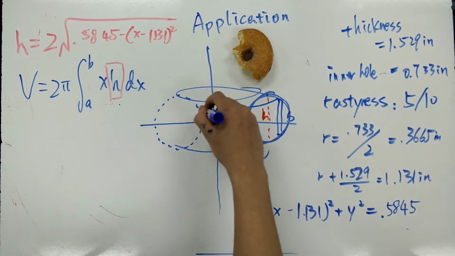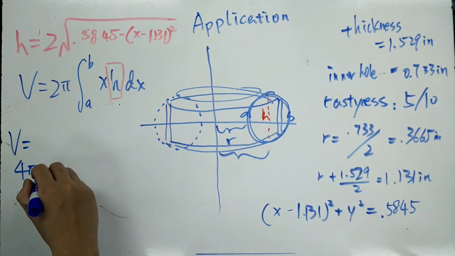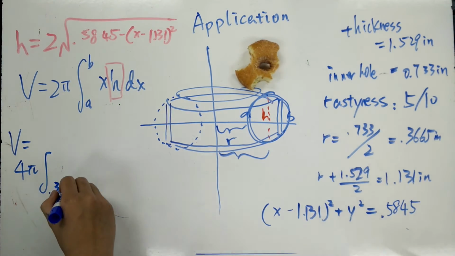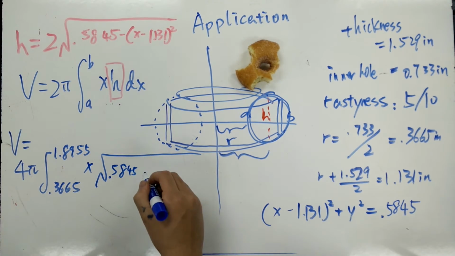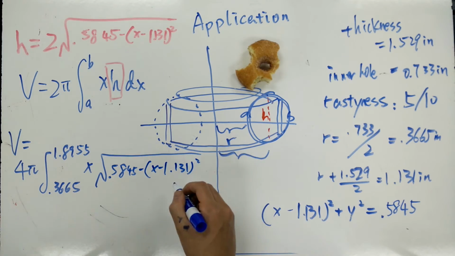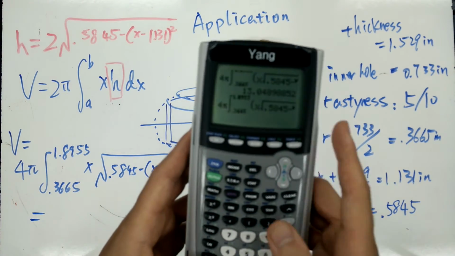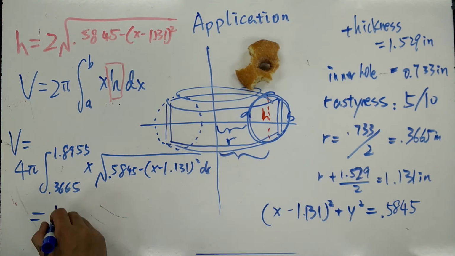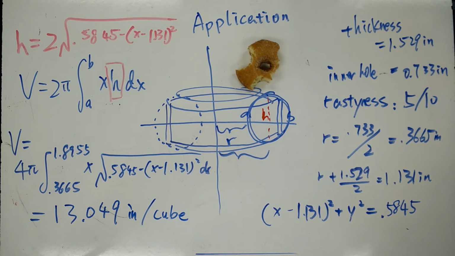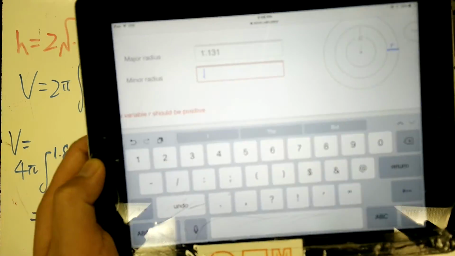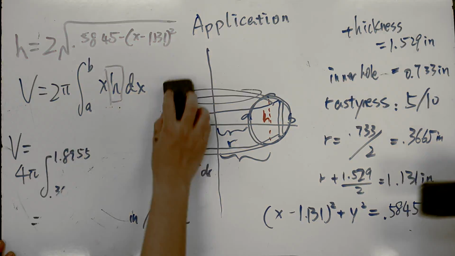Next, these are the three-dimensional drawings of the shells that we're integrating. Plug in all our values, we will get 4 pi integral from a to b times x times the height, and of course dx. You can integrate that by hand, but we're going to use a calculator, and the volume of the donut turns out to be 13.049 cubic inches. According to Google, the volume of a similar torus is the same.